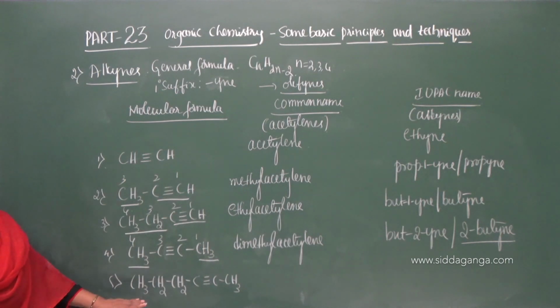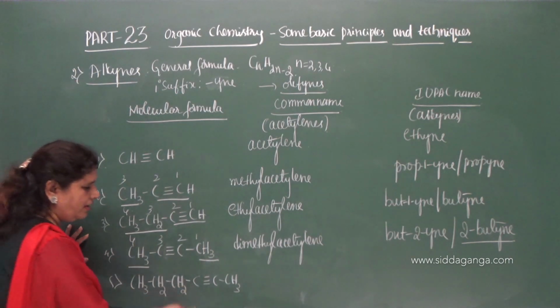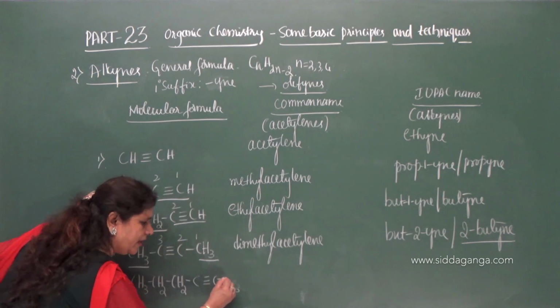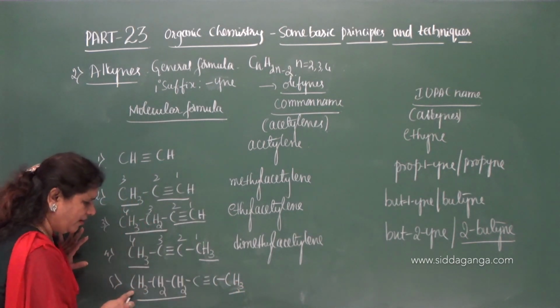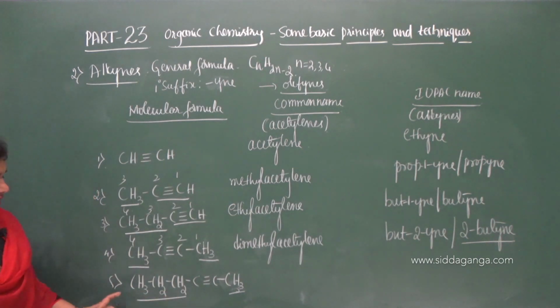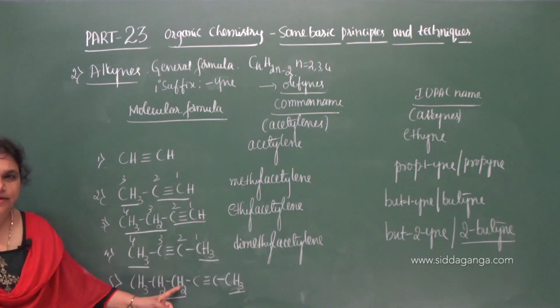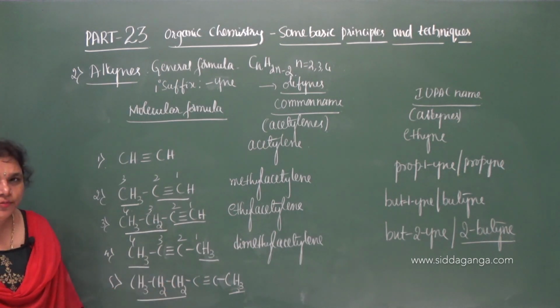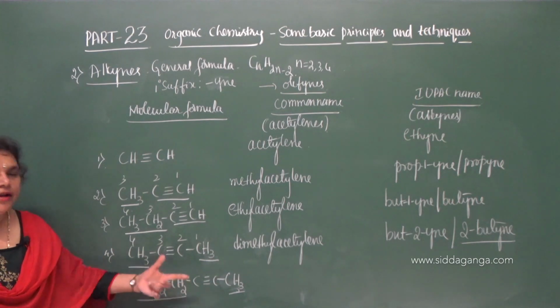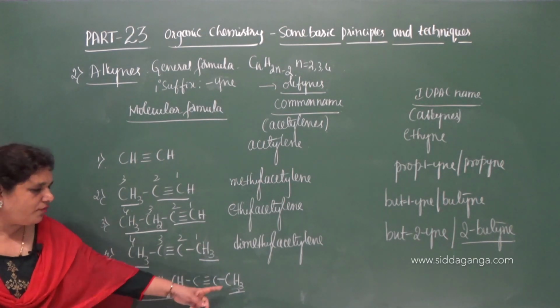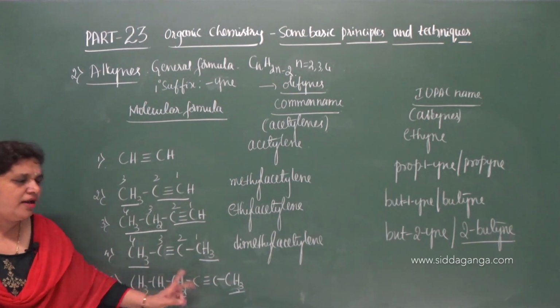What about this compound? See here, this is acetylene, and here we have a methyl group, and what do we have here? A propyl group. What propyl? n-propyl. It is not branched. Therefore, an n-propyl group is there. So, a methyl group is there, an n-propyl group is there. Arrange them in alphabetical order. Then what you get is methyl n-propyl acetylene.